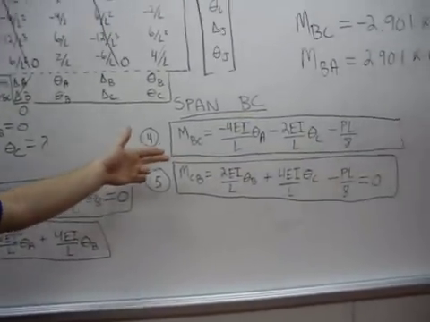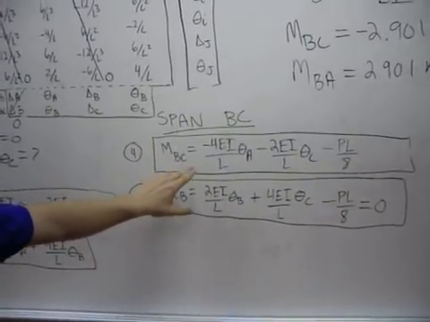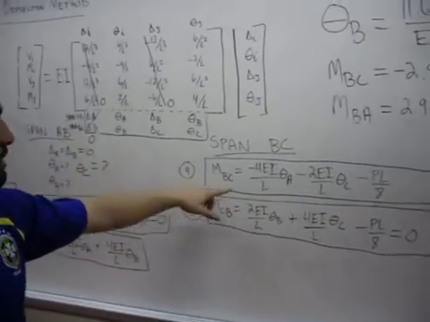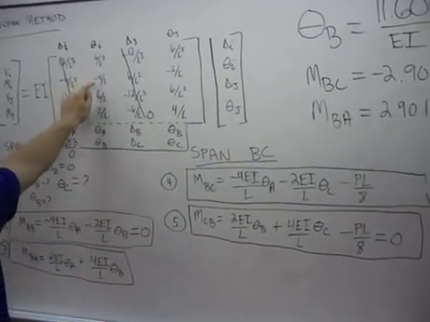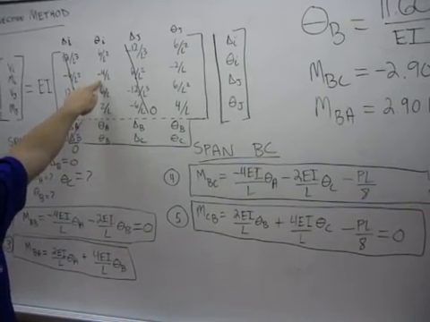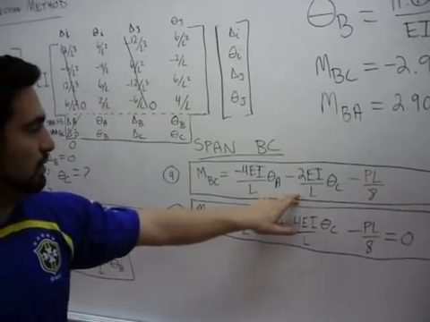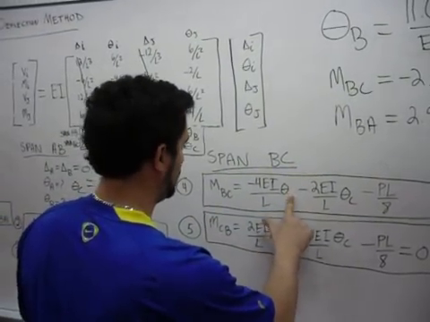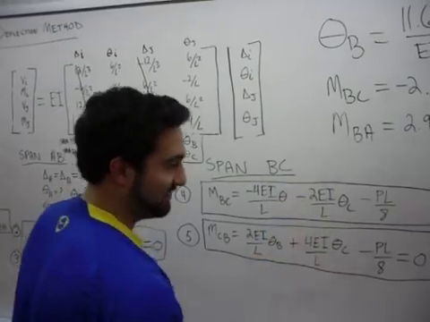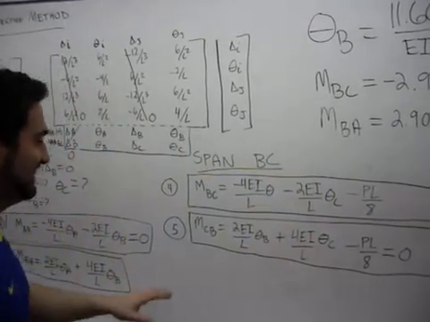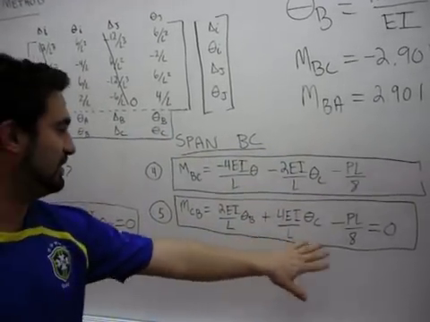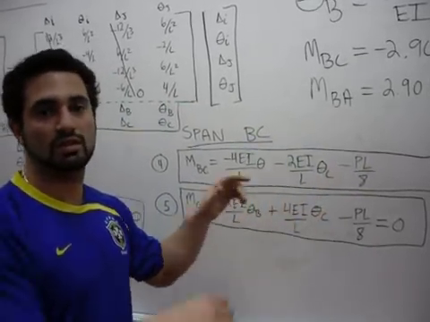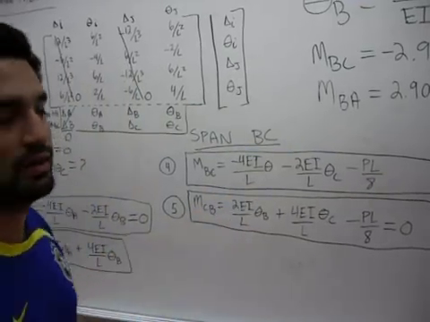And for span BC, we're going to do the same thing, but we're going to label B as I, and we're going to label C as J. And using that, negative 4 over L, theta B, and 2 theta C, and then we have theta B and theta C. And we add the external moments to this span, since there's a point load acting on the beam.